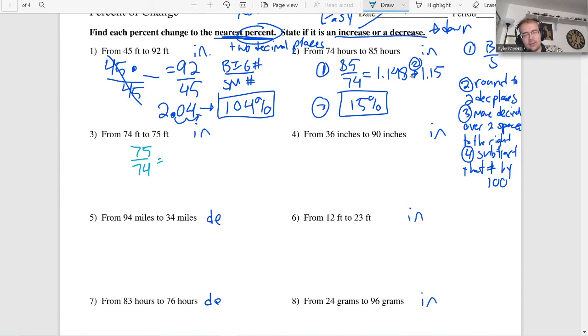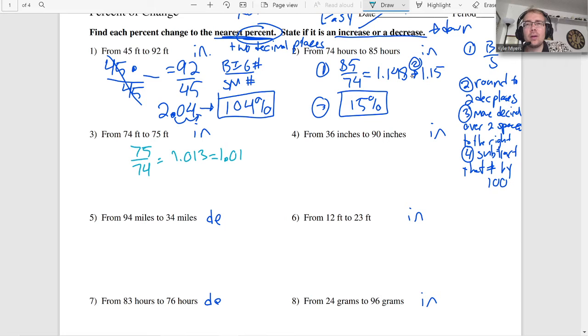All right, let's see what that is. 75 divided by 74 is 1.013. That rounds to 1.01. The 3 is not big enough to round the 1 up to a 2. It would have to be a 5 or greater to round up. So it rounds down to 1.01.